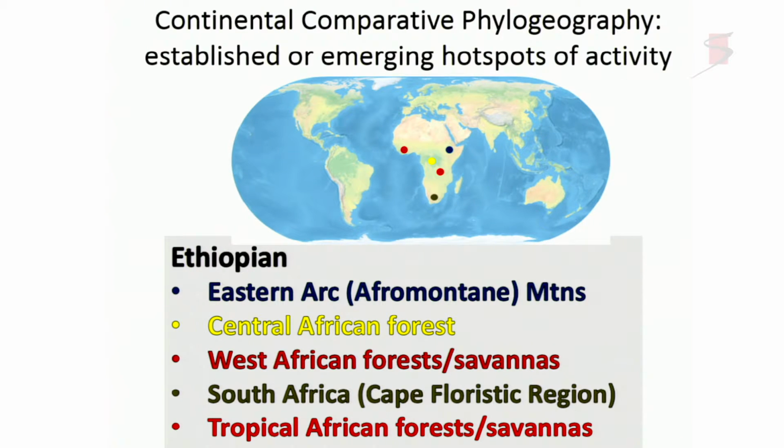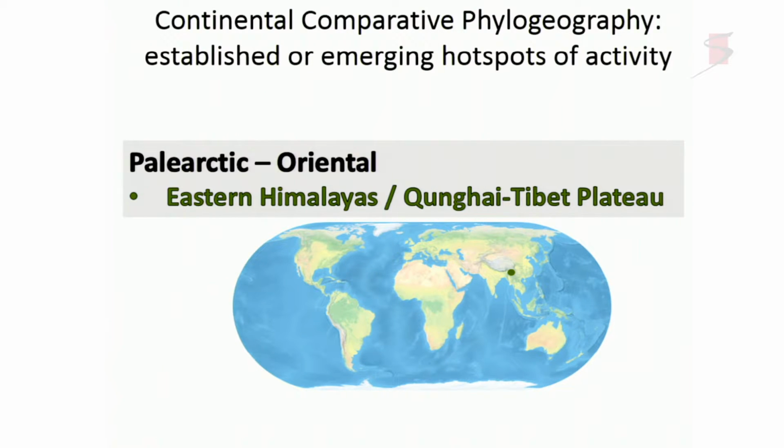And Ethiopia is getting pretty well represented at this point. The eastern arc, Afromontane mountains are quite well represented. The Central African forest and West Africa are pretty well represented, okay? And then, interestingly, there are transition zones between regions that are pretty well represented.